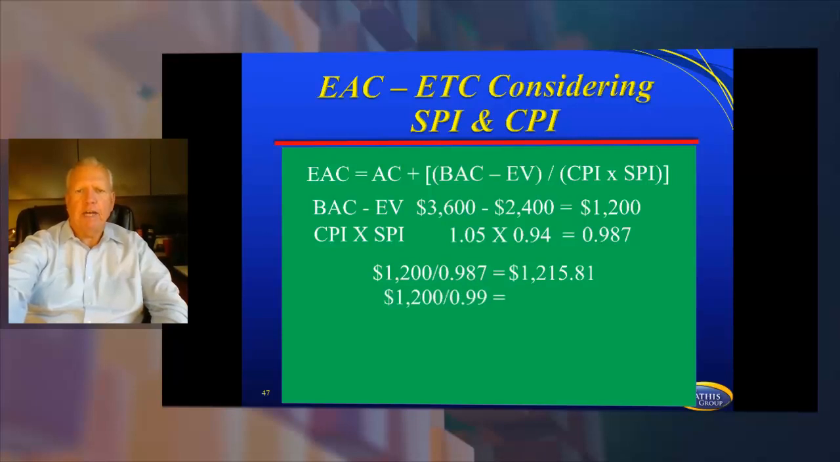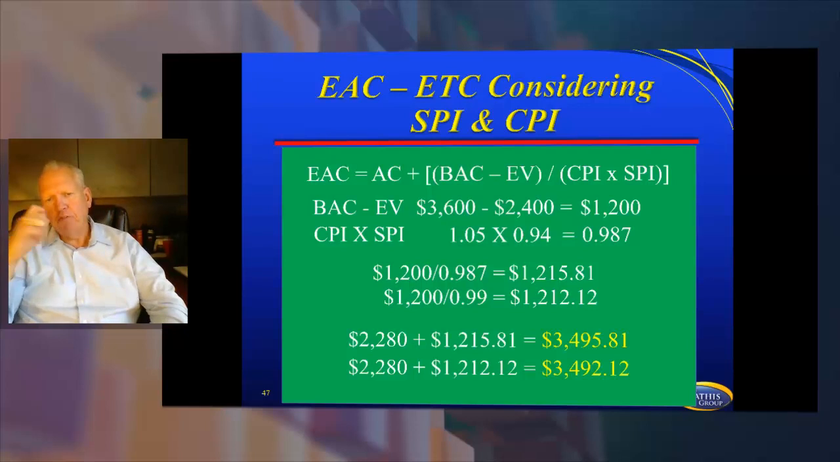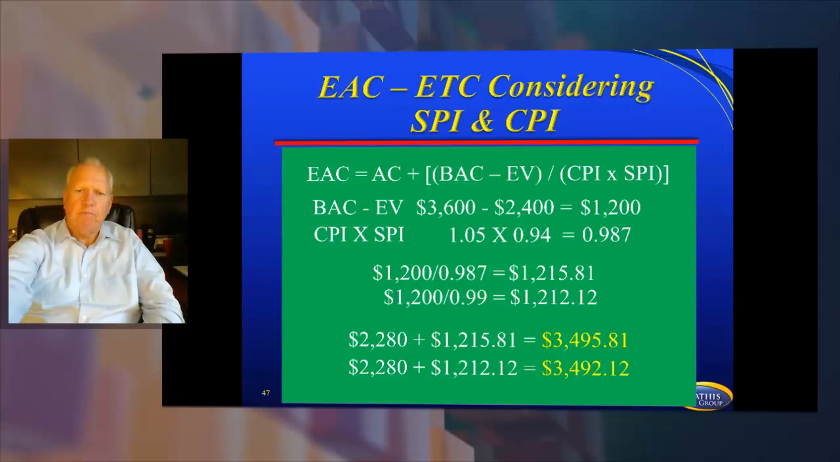Now if I round it up to 0.99 like many people do, that would give me 1212.12. And then I would have my 2280, which is my actual cost, plus my 1215.81, that could be one answer. Or if I do the second answer where I rounded it up, that would be my answer. So you can see that the answers are close, but of course the other 2 answers are going to be right in that same area as well. So that's how you calculate the last one.